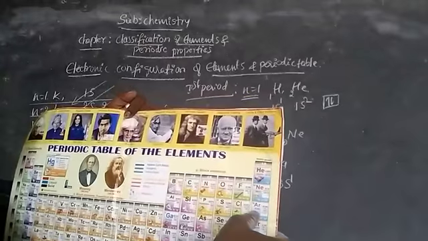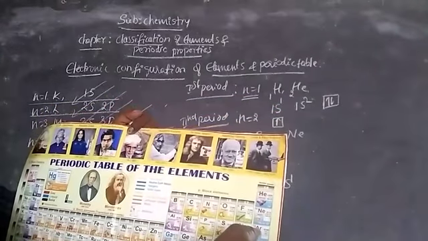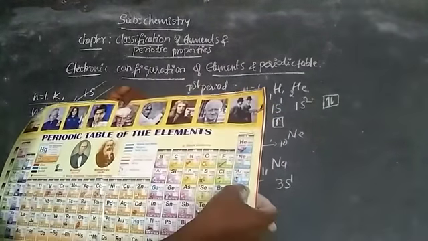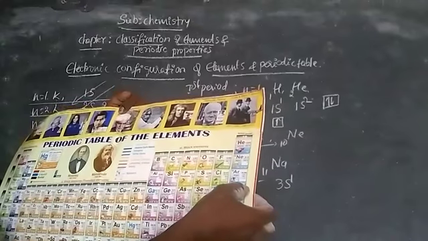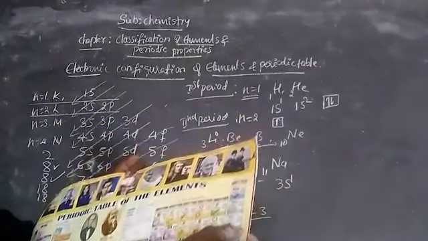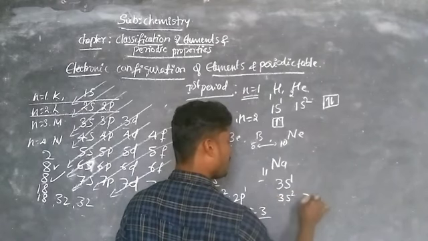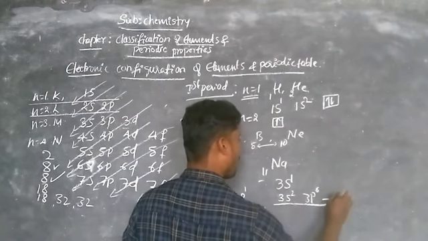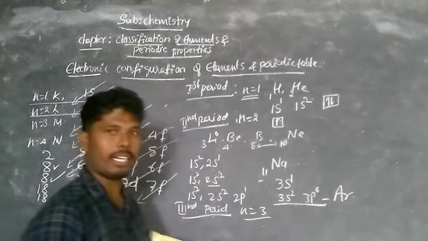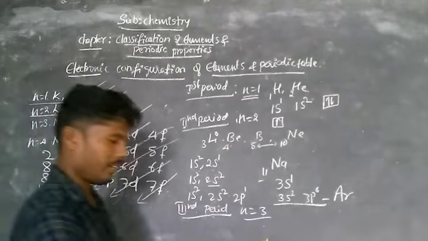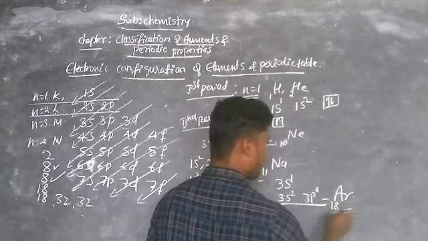So the last element is argon. Its atomic number is what? 18. So the electronic configuration is 3s2 and 3p6. 3s2 and 3p6 means completely filled for argon. So the atomic number is 18. Completely filled one.